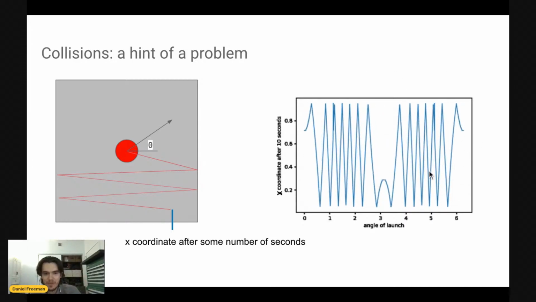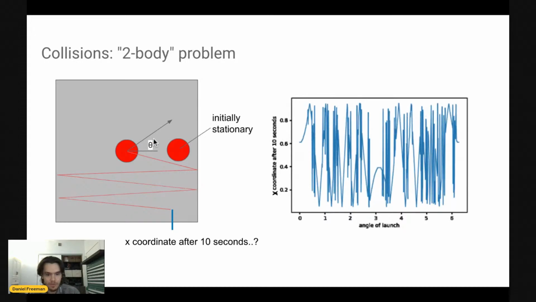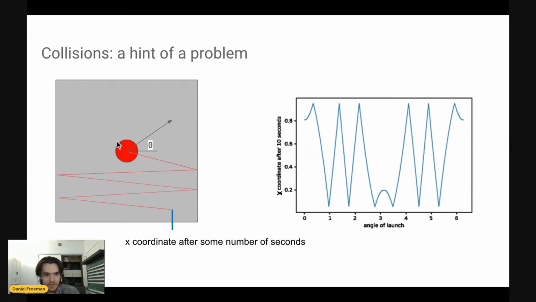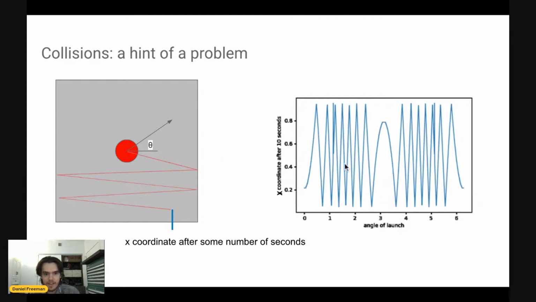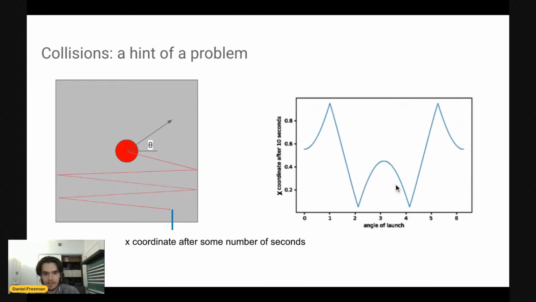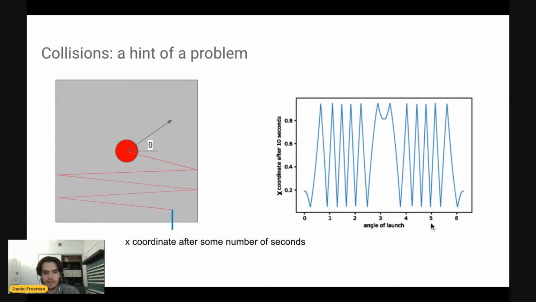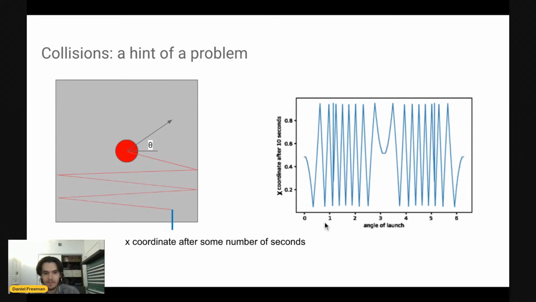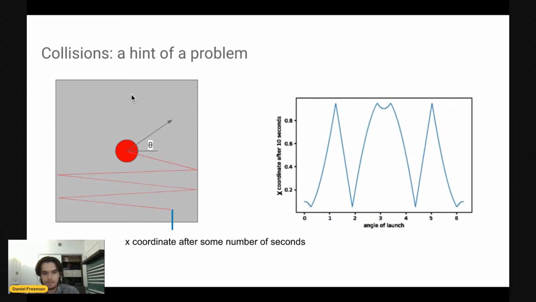One relevant data point on this plot is this very middle value. That's when this angle is exactly horizontal, and this is just showing the ball bouncing back and forth across the wall. And then if you look at a slightly different launch angle, like a few radians, that means the ball is just bouncing back and forth along the wall.